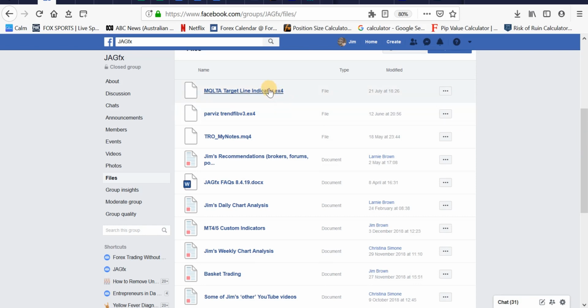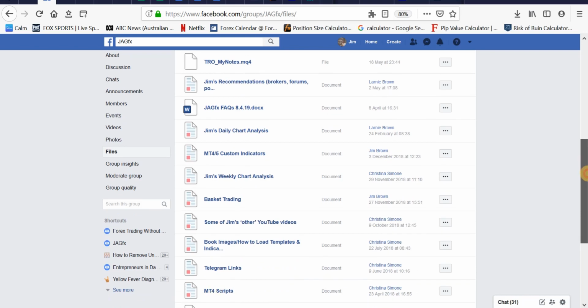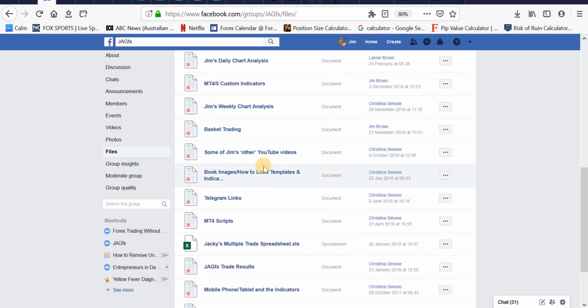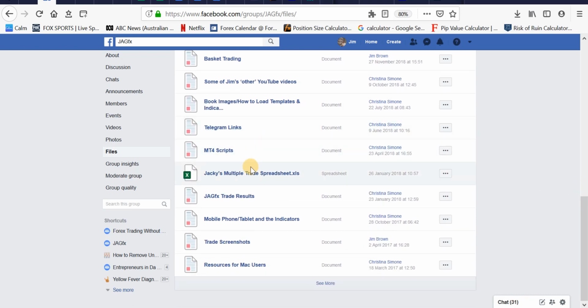I'm going to have to tidy it up a bit because there's indicators here. I'll probably put them in a folder. My recommendations, FAQs, so all the FAQs, we've just collected them over the last couple of years. Indicators, basket trading, which got blown out of the water. Some of my videos, a couple of book things, Telegram links there, scripts. That's that spreadsheet I showed you of the multiple trades, Jackie's multiple trade spreadsheet. Jackie actually built it for me. Jackie's a member of the group, that's why it's named. My trade results, which I'll show you in a minute, trade screenshots.